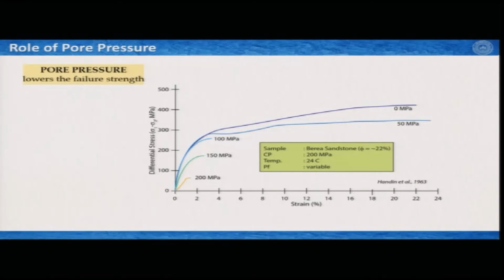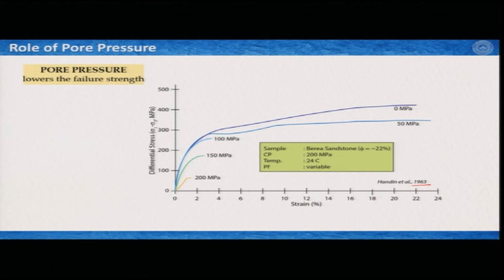Now, let us look at the pore pressure. So, these experiments were done with Berea sandstone and performed by again another great geologist, Handin. The paper got published in 1963. So, Berea sandstone is a sandstone that has a very consistent porosity from 15 to 25%. So, this sandstone typically has 22% porosity.